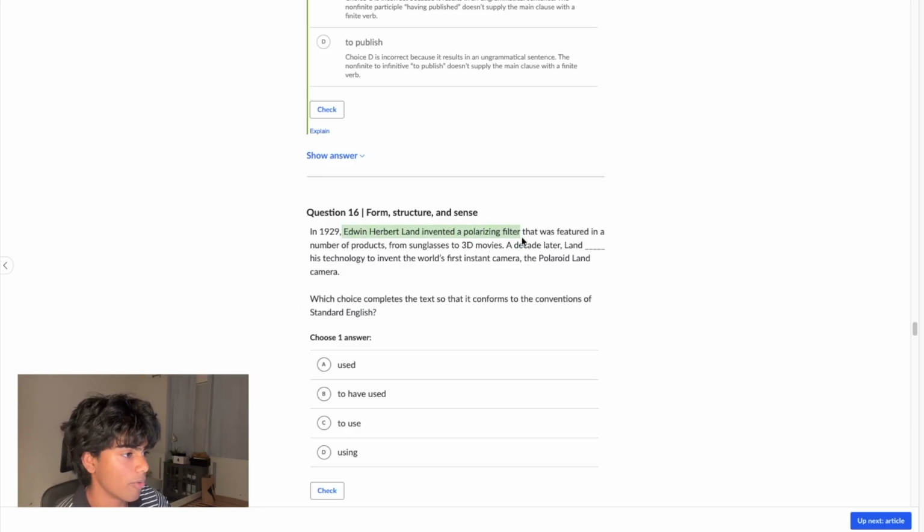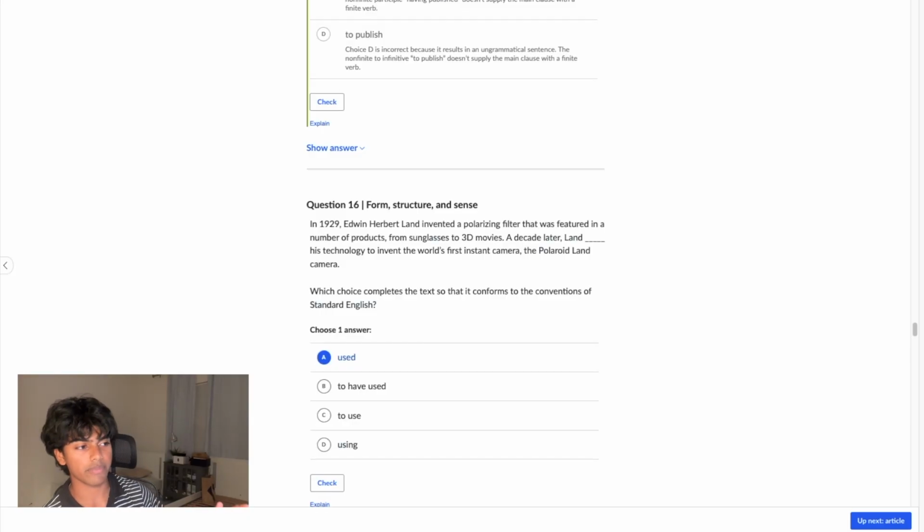Okay, again, more of the vocab. A decade later, Land used his technology to invent the world's first. To have used, no. To use, no. And using, no. It's used. Just plug it in. A decade later, Land used his technology to invent the world's first instant camera. Makes sense. It's gotta be that one.